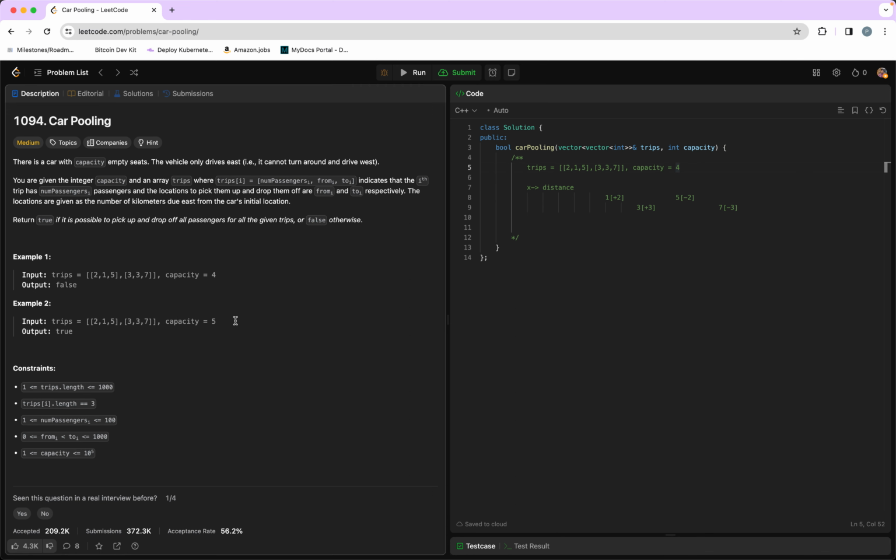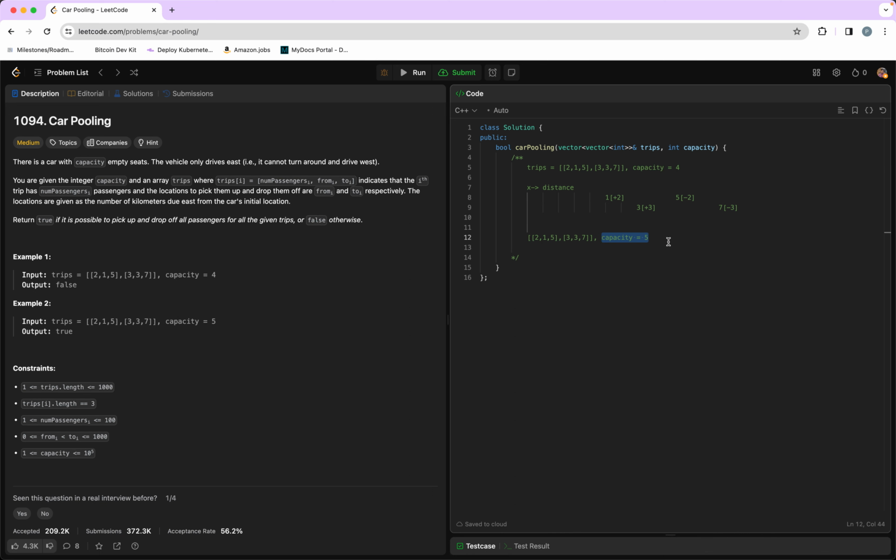Now let's consider the second example. The second example is having a similar trip as the first example, but as you can see, the capacity is 5, right? So as we have seen in the first example, since we were having a maximum of 5 people who were coming in, and since we were having a maximum capacity of 4 in the first example, we were not able to accommodate all the persons.